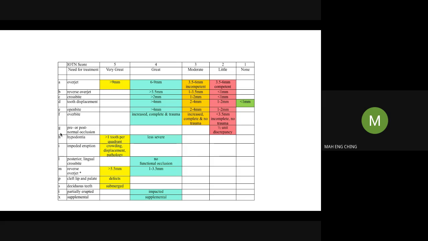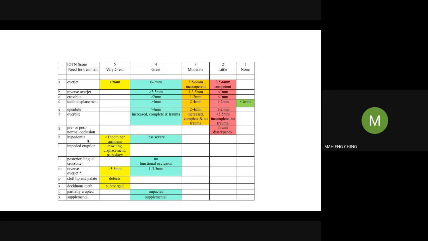So I just want to explain this G. G is usually for the 2G. 2G means up to half unit discrepancy. So it means you can have a class 2 half unit or class 3 half unit. It means they are not class 1, or they are not fully, no perfect interdigitations. Up to half unit discrepancy, we consider 2G.